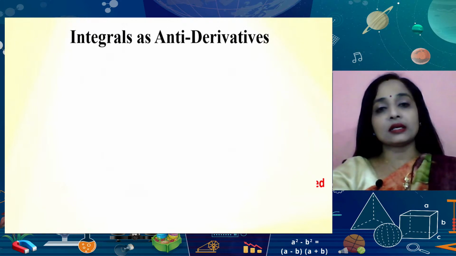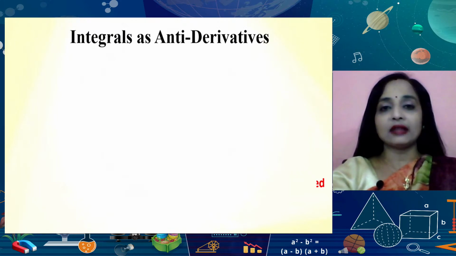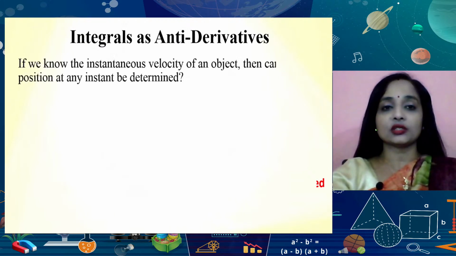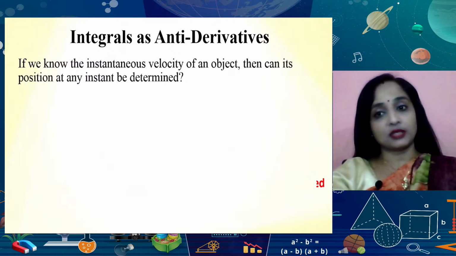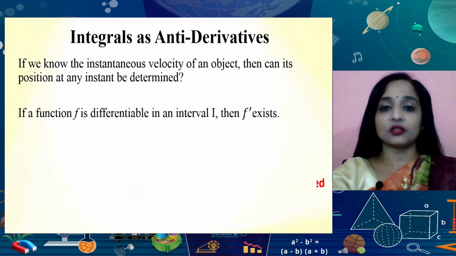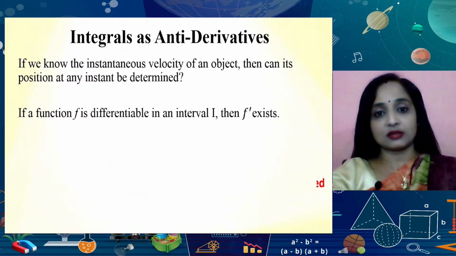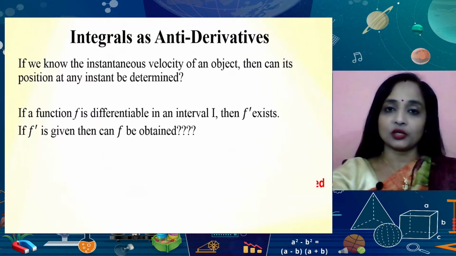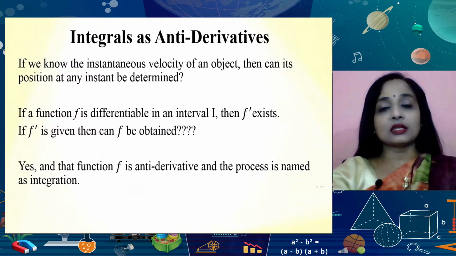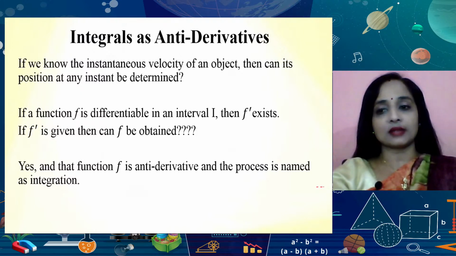Now, integrals can also be considered as antiderivatives. That means a process which is the reverse of differentiation. If we know the instantaneous velocity of an object, then its position at any instant can be determined. If a function is differentiable in an interval, then f'(x) exists. If f'(x) is given, do you think that you can find out that function also? Yes. This function is called the antiderivative, which is the reverse process of differentiation, and this process is named integration.